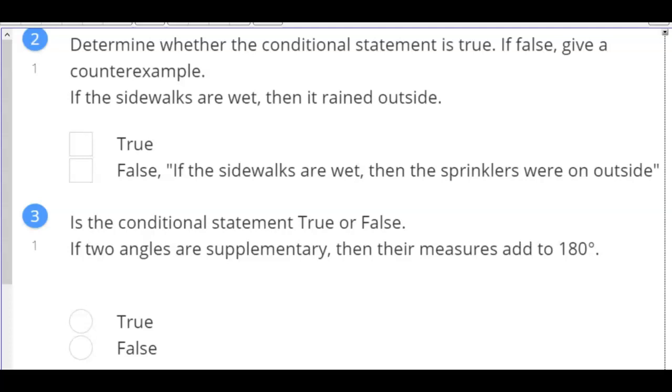All right, good morning. We're going to go over the solutions for the Chapter 2 review. The test is, actually it's not a test, it's a quiz. On Tuesday it's going to look a lot like this.